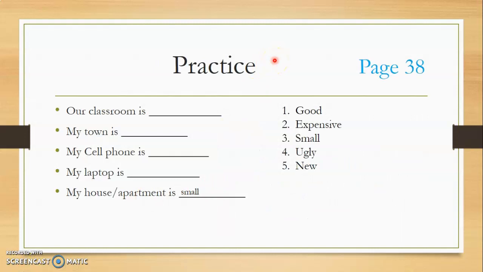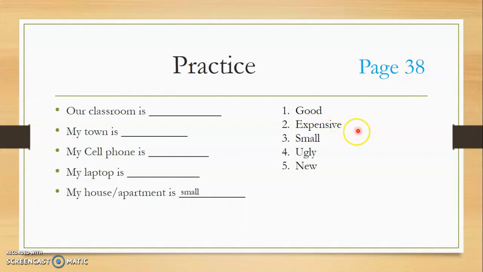Very good. So we are going to practice now on page 38, okay? On page 38, we talk about some of the vocabulary words that you're going to be learning over there. Okay, so number 1, we have good, expensive, small, ugly, and new. Repeat after me.